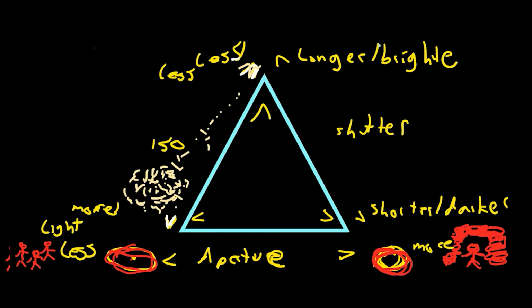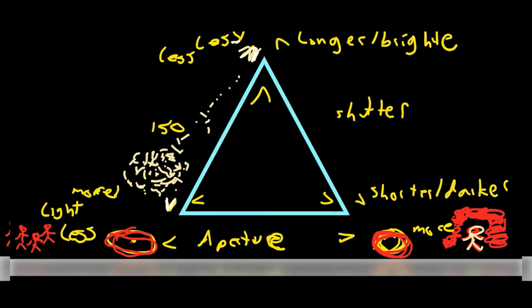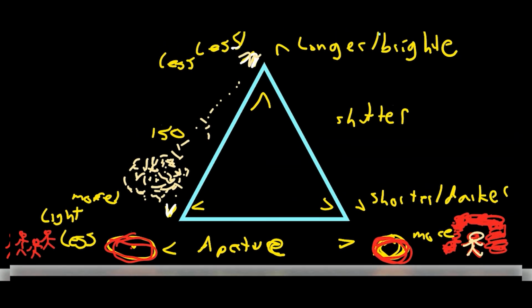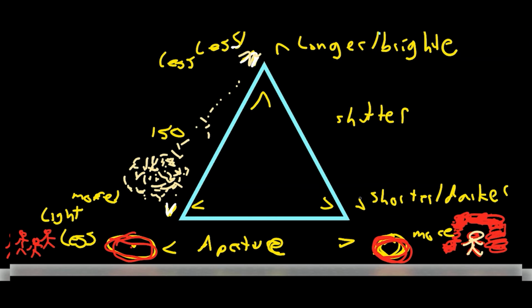Let's take a scenario. Let's say you want a subject and a blurred out background. The problem is that if you open up the aperture more, then you're letting in more light, and you might overexpose your image. To compensate for this, you can have a faster shutter speed, or take the photo over a shorter duration of time to let in less light this way. And this will allow you to open up the aperture more so that you can get the nice blurry background.